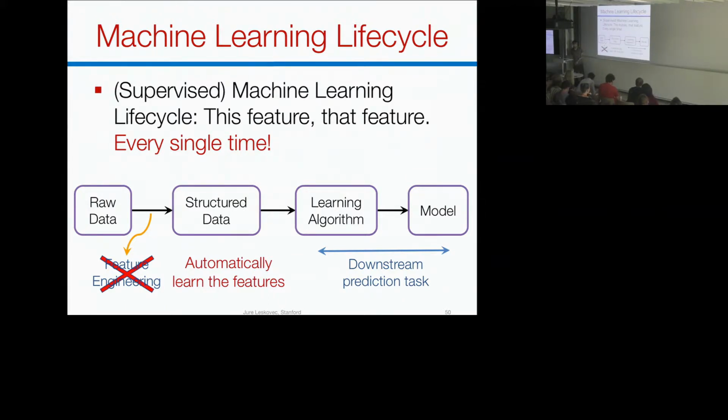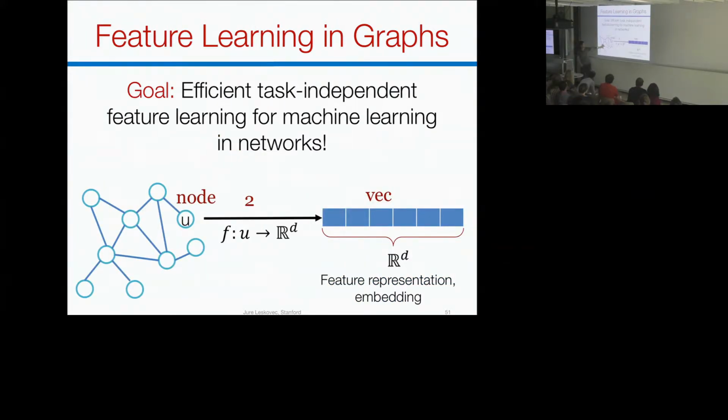So the idea will be the following. I want to have efficient task-independent feature learning for machine learning in networks. I want to have a network on the input, and somehow I want to estimate a function, something that will take a node and embed it in R^d, in some d-dimensional space. The way you can think about this is that for every node, I want to figure out a vector, a feature representation for that node. I will call this an embedding. I will call it a feature representation for that particular node. And the question is, how can I do this automatically?